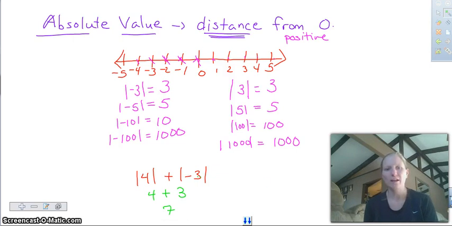Okay, what if I have the absolute value of -2 plus the absolute value of -5? The absolute value of -2 is 2 plus the absolute value of -5, 5. 2 plus 5, 7.